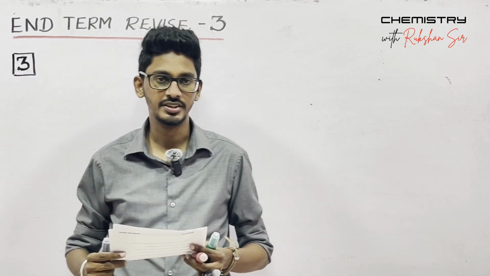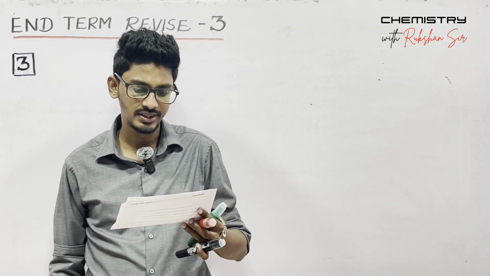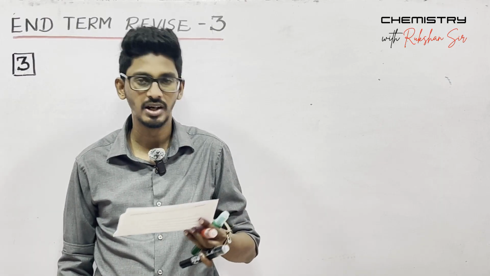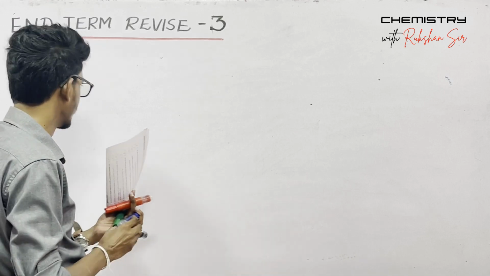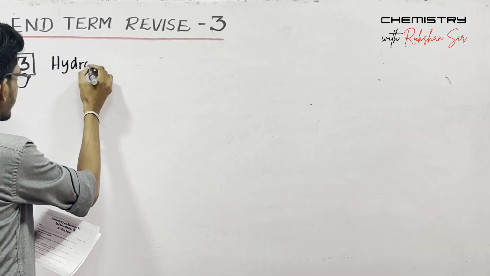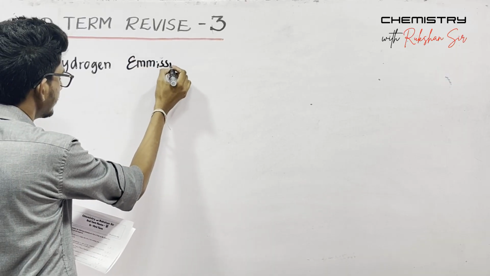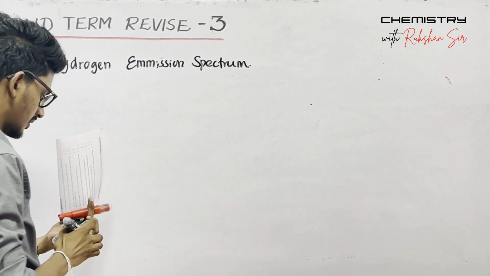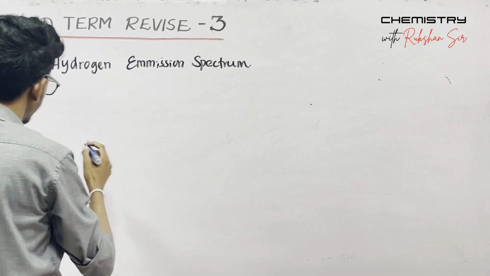Right. Let's discuss statement number 3. What it says: the distance between the second and third lines of Paschen series is equal to that of the fourth and fifth lines of Lyman series. Let's discuss this. This is about the hydrogen spectrum. The question is regarding the hydrogen emission spectrum. So let's come up with the sketch here.